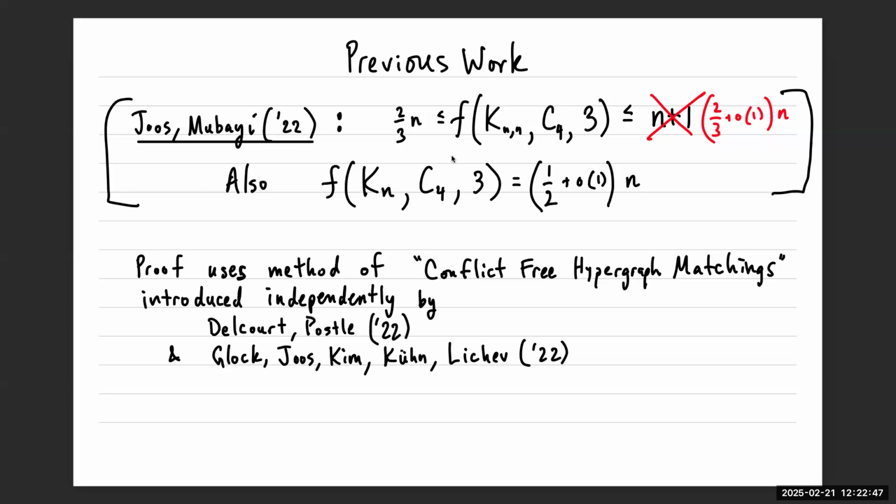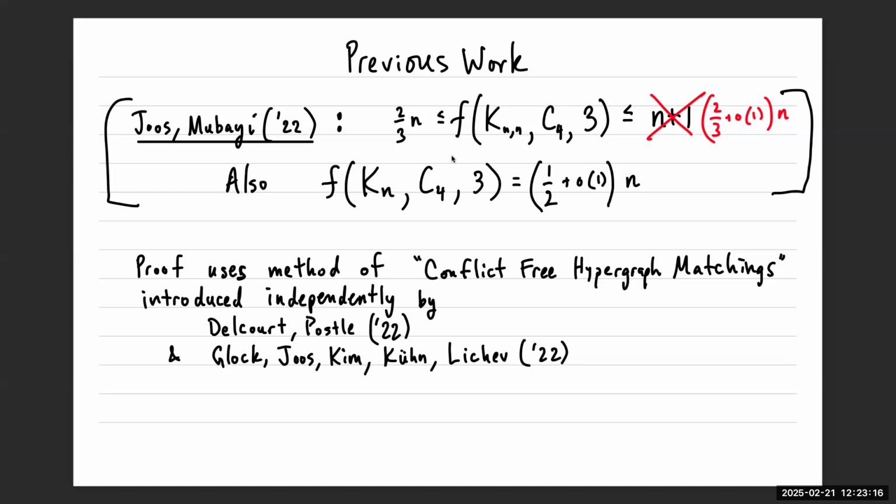Okay. And they also proved something about the complete graph and C4. So if you color KN, and you want every copy of C4 to see at least 3 colors, you can do it with 1/2 N many colors. Okay, and the proof used this new method of conflict-free hypergraph matchings, which I'm going to go on a detour about.